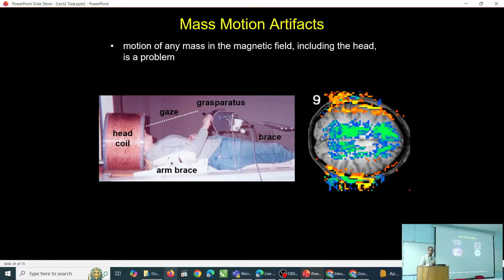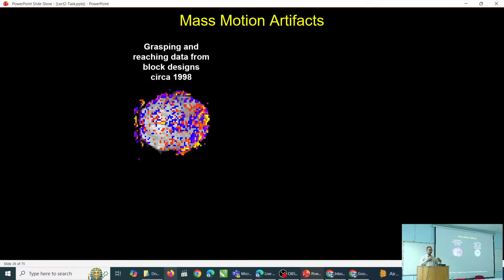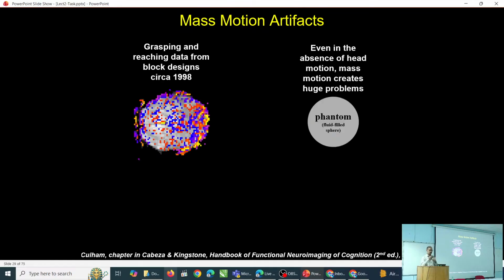Sometimes even when a subject tries their best not to move, there is going to be subtle motion. Some of the reason is that you have heart rate and respiration rate. With respiration, your chest expands and contracts, and that is going to move your brain by 0.1 to 0.2 millimeters. And that is enough to cause subtle changes.